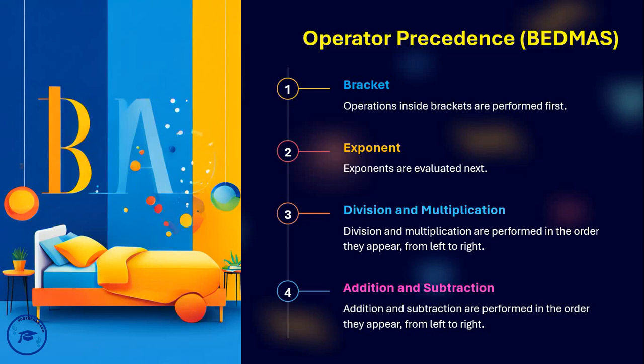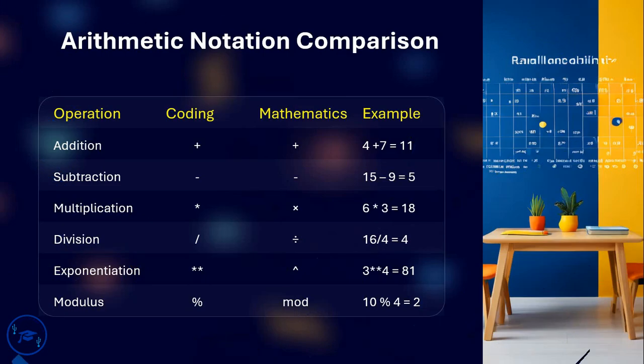In programming, we use the operator precedence known as BEDMAS. The B is for brackets. Operations inside brackets are performed first. Then E is for exponents. Exponents are evaluated next. Then division and multiplication follow. Then addition and subtraction follow. So that is how operator precedence works.